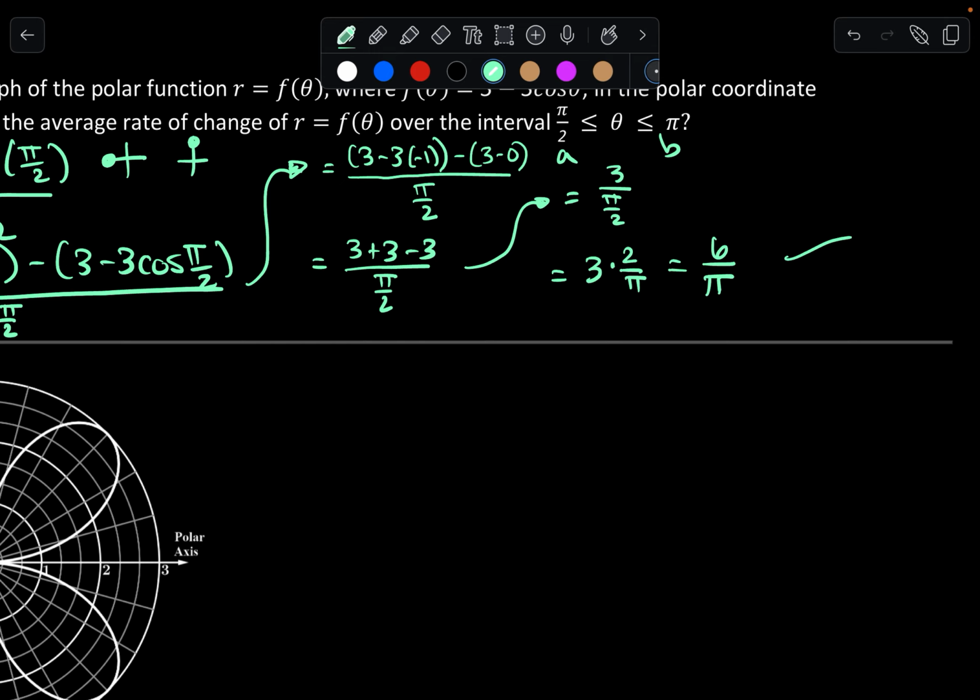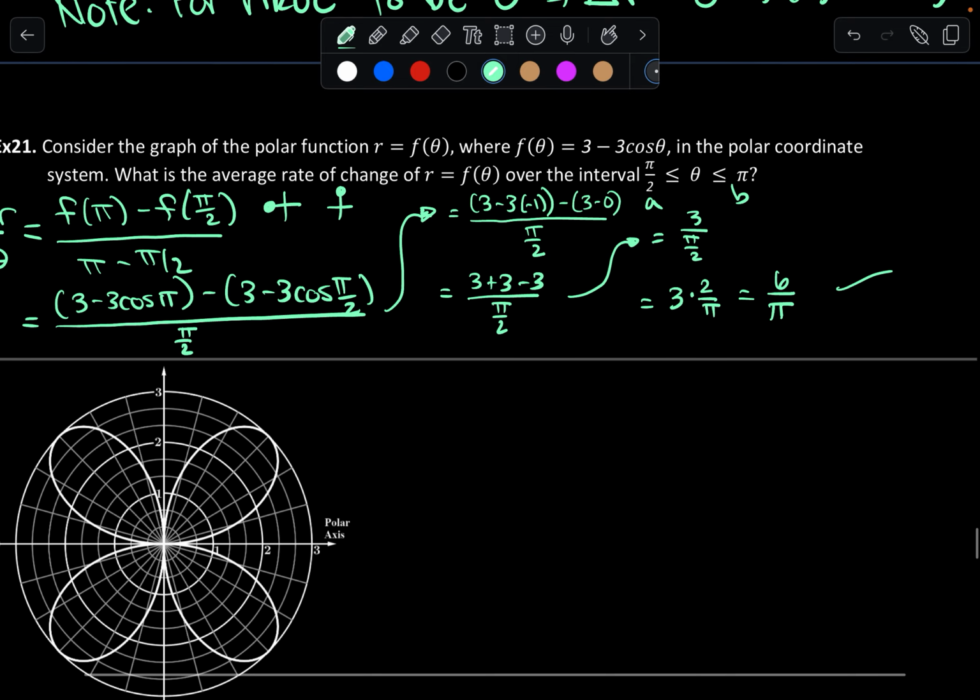Again, get used to exact answers, especially since we are dealing with this irrational constant pi. You don't want to go straight to the calculator, so do everything you can to simplify algebraically so that we have exact answers. So the average rate of change over the interval from pi over 2 to pi for that particular polar function is going to be 6 over pi.